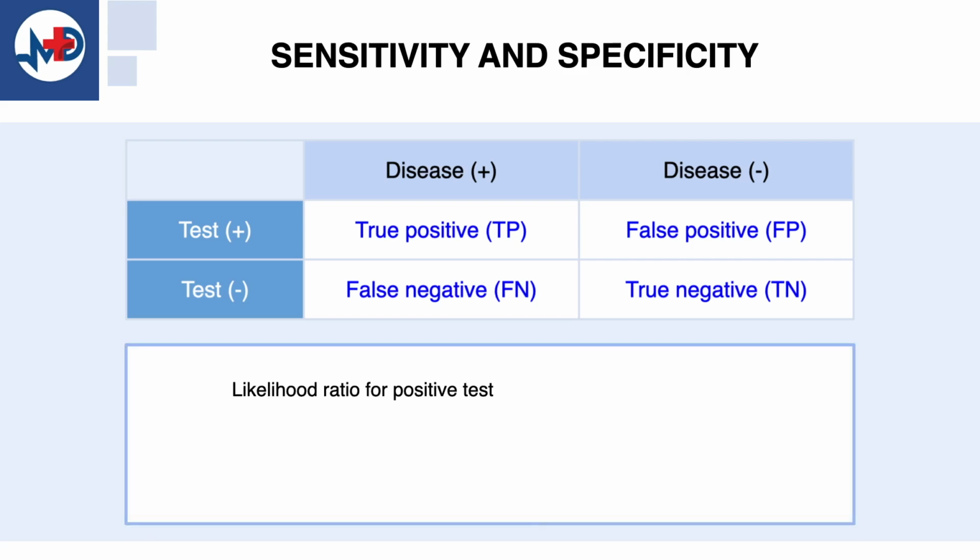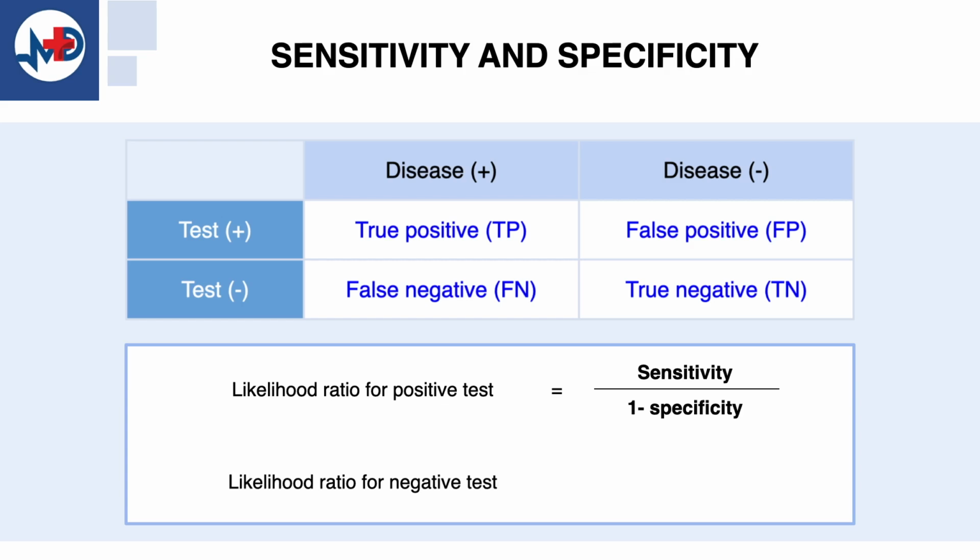The likelihood ratio for a positive result refers to the increase in odds of a disease when a test is positive. Its formula is sensitivity divided by 1 minus specificity. On the flip side, the likelihood ratio for a negative test result refers to the decrease in odds of a disease when a test is negative. Its formula is 1 minus sensitivity divided by specificity.